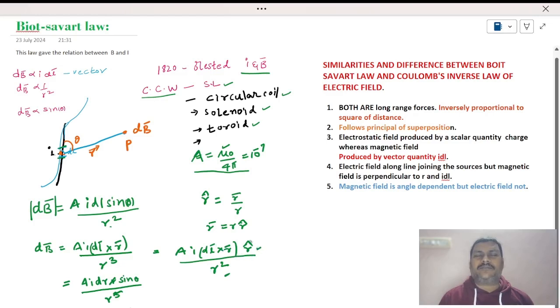That is equal to r cap, the unit vector, which I will take. In place of r cap I can write r bar by r, so r cube will come when I write dl bar cross r bar. Now dl bar cross r bar is equal to dl into r sine theta, we know. So r gets cancelled. Therefore dB is equal to A Idl sine theta by r square. This is the final formula for the Biot-Savart law.